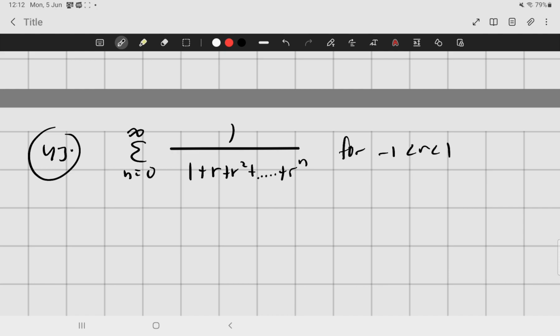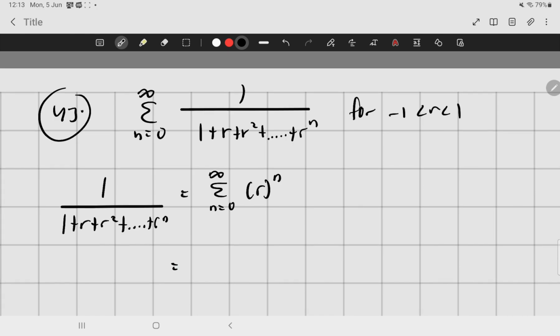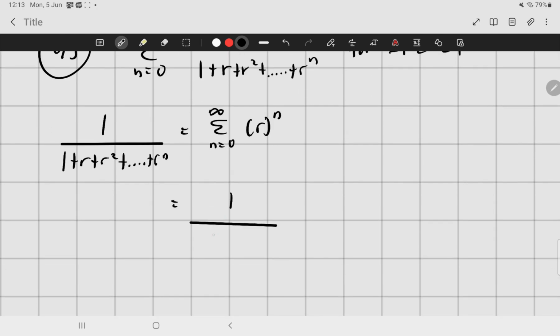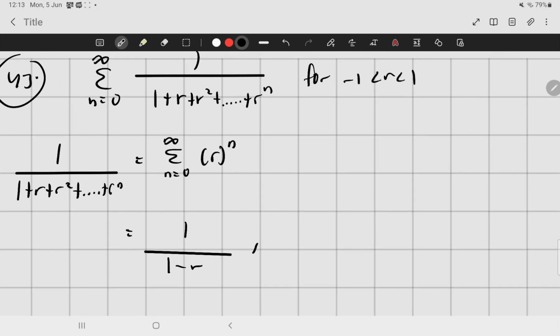Now, what will the function be? If I'm not mistaken, wait, let me do it separately so that I could see it. Sorry. So, 1 plus r squared plus dot dot dot plus r to the n. And then we have here the sum, and we can express it as a function, which is 1 over 1 minus r. This is when negative 1 is less than r, which is less than 1. Okay.